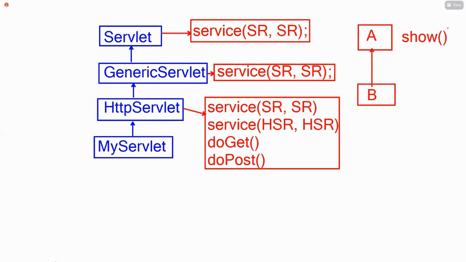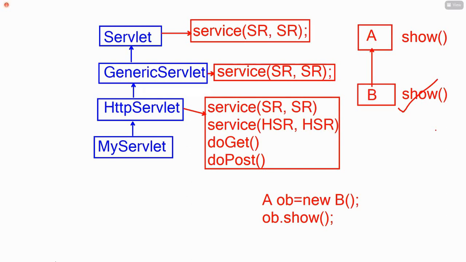Show. Here is a show method. Now, first of all, is this valid or not valid? A ob = new B. Valid or not valid? ob.show. Which show method is called, the A class or B class? Which class? The B class show method is called, even with the A reference. Okay.